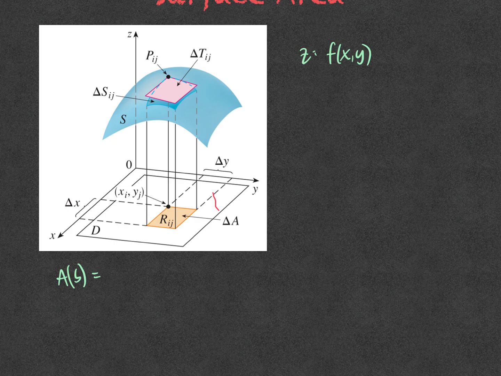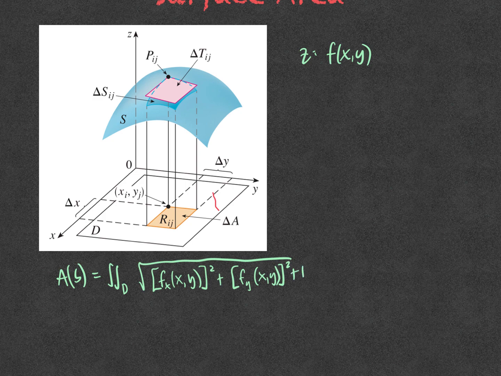So we're going to say capital S or A of S equals the double integral over the region D of the square root of the partial derivative with respect to x of f(x,y) squared plus the partial derivative with respect to y of f(x,y) squared plus 1, all under the square root. And we take the integral with respect to the area of the region.